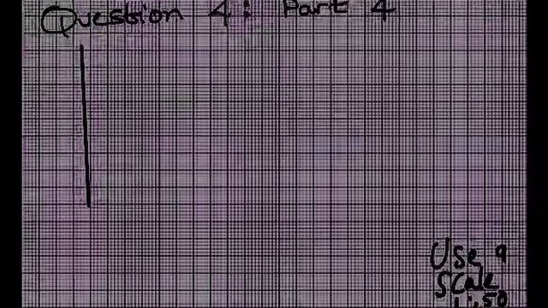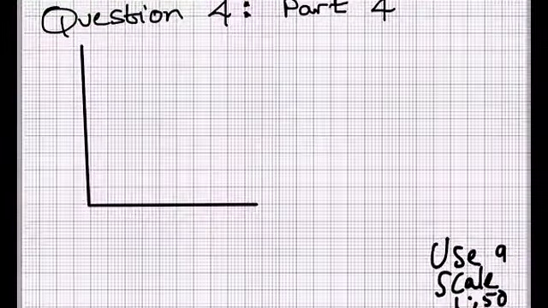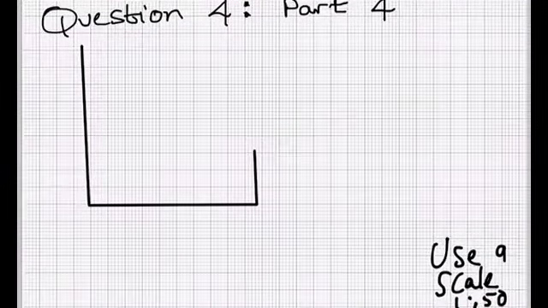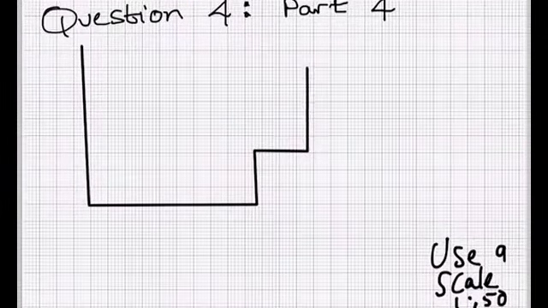Now they haven't specified where it should go, but what they are specifying is that you need to use a scale of 1 to 50 and use graph paper for this plan. So you're going to have something similar to this, not exactly the same. They've given you a graph that looks something similar to this. Okay, I'm not drawing to scale right now. I'm just trying to demonstrate what they've given you.